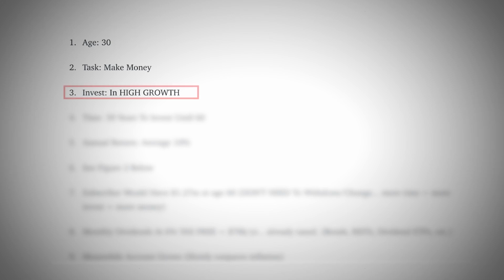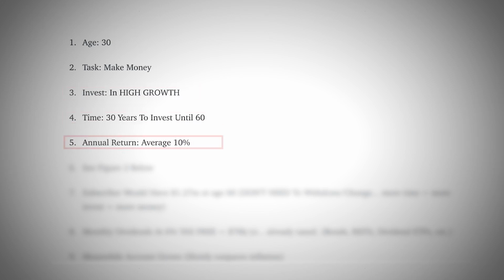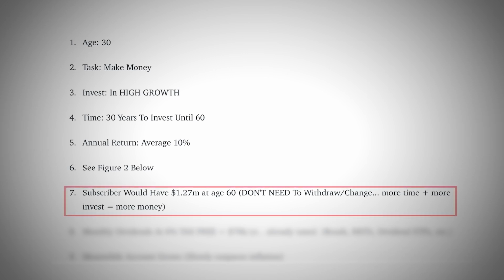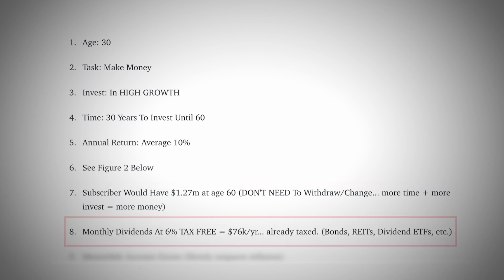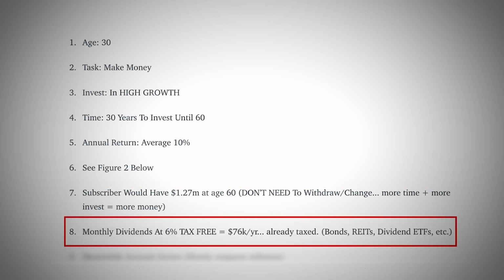But let's say you're 30, you make money and you can contribute the max into the Roth IRA and invest into high growth funds. You do this for 30 years until you're 60, and you average a 10% return. If you take this exact approach, and if you're younger, even better, but you would be able to generate a $1.27 million portfolio by the age of 60. And like I said, you don't even have to use this account yet. You could wait until you're 65 or 70, it doesn't matter.